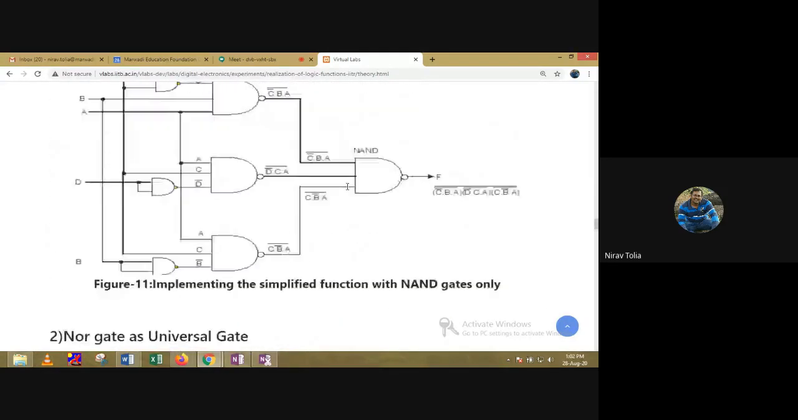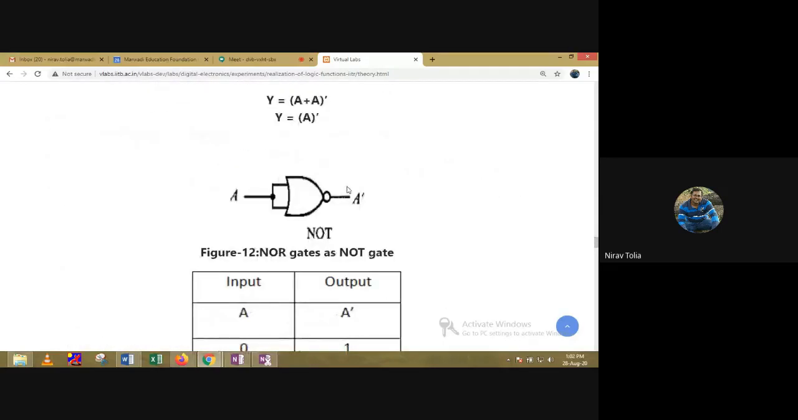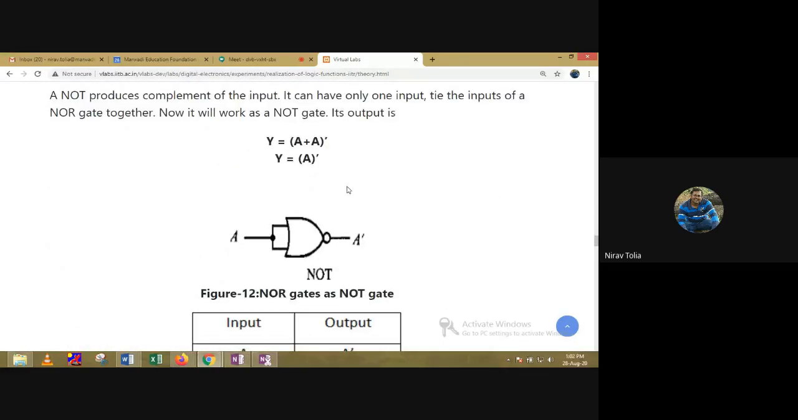Okay. So up to this, if anyone has any doubt, you can ask me a question by unmuting yourself, or you can ask me a question in the chat session. Up to this, anyone having any doubt? Okay. Now move forward.